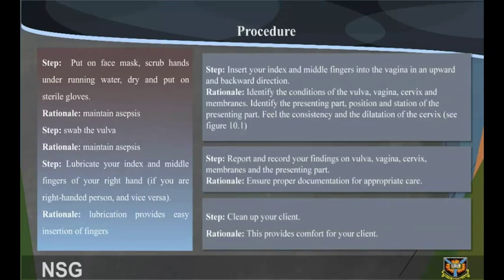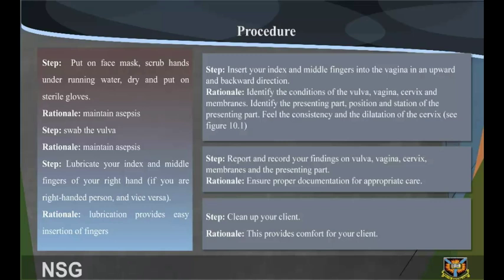Procedure. Put on face mask, scrub hands under running water, dry and put on sterile gloves, maintain asepsis, swab the vulva, maintain asepsis, lubricate your index and middle fingers of your right hand if you are a right-handed person and vice versa. Lubrication provides easy insertion of fingers. Insert your index and middle fingers into the vagina in an upward and backward direction.